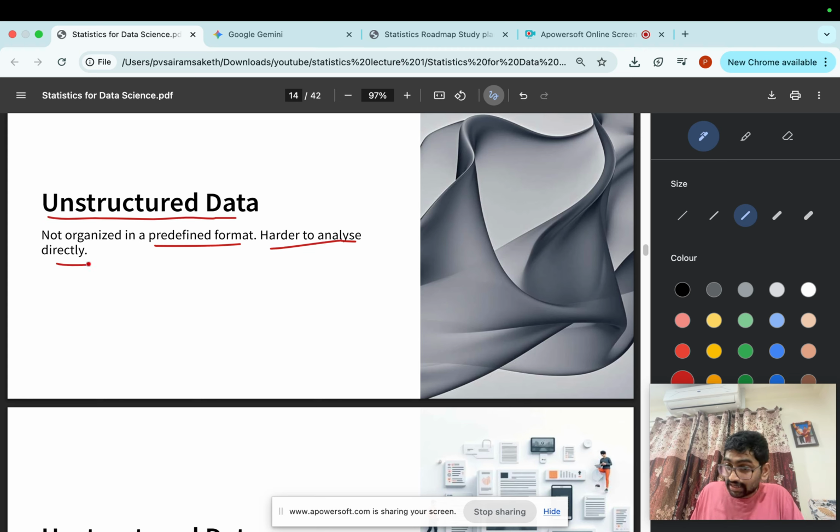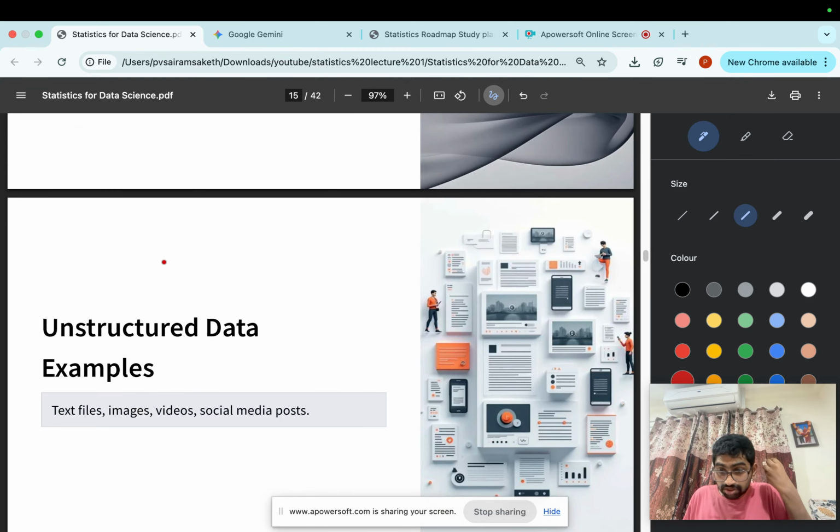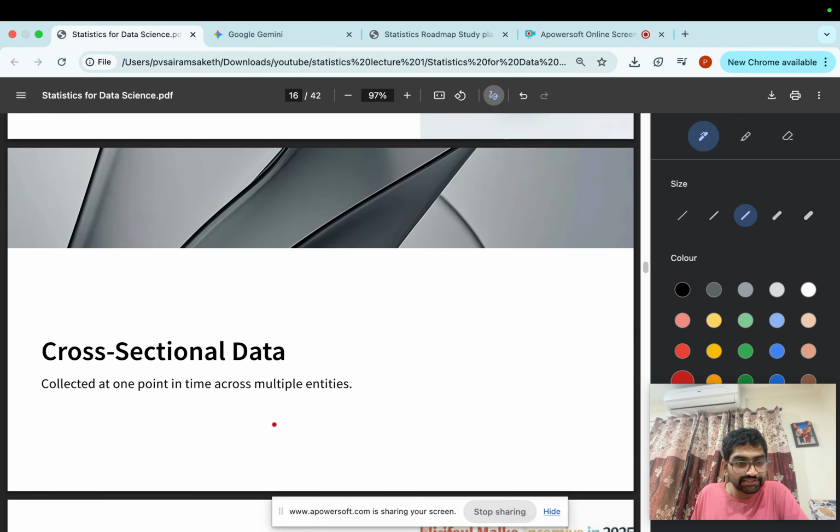You cannot use machine learning. You have to use deep learning algorithms, because in every image the image is divided into pixels. If you try to apply the neuron logic there, it will take a lot of computational power. Unstructured data means text files, images, videos, social media posts, all come under these things.